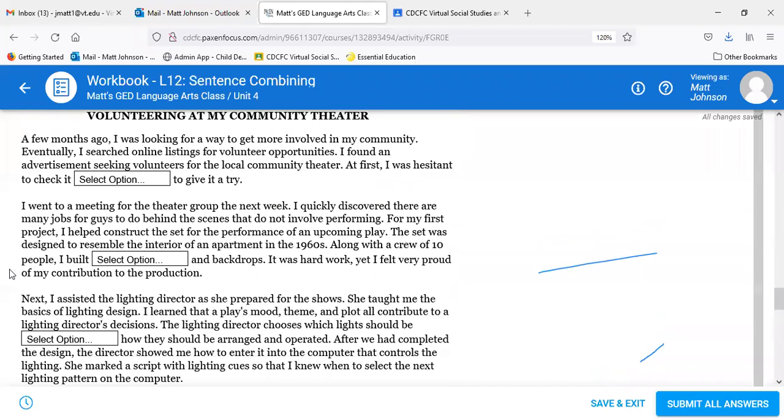So a few months ago, I was looking for a way to get more involved in my community. Eventually, I searched online listings for volunteer opportunities. I found an advertisement seeking volunteers for the local community theater. At first, I was hesitant to check it out. Sasha Gay, how do we combine this one?